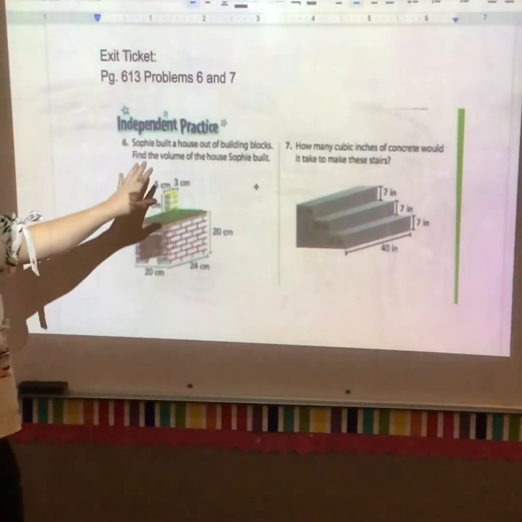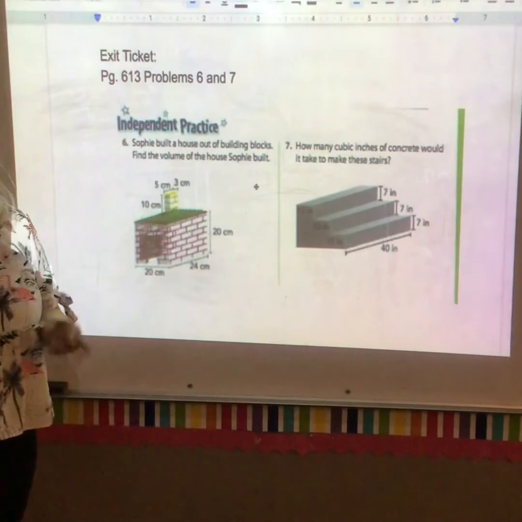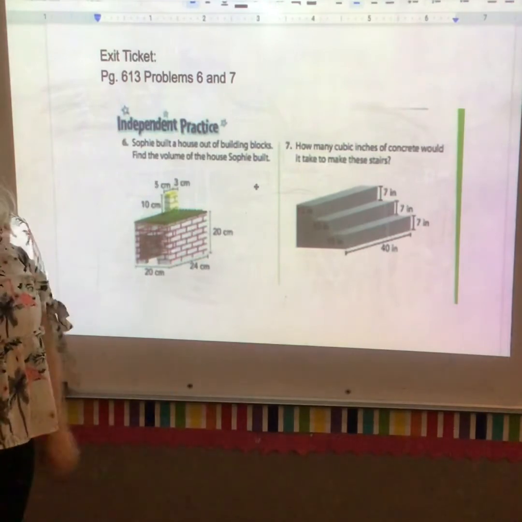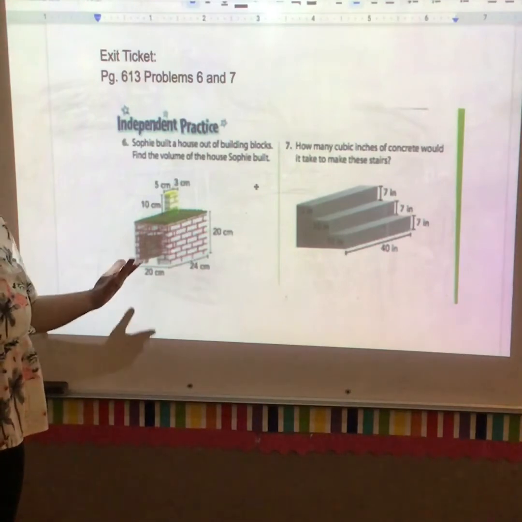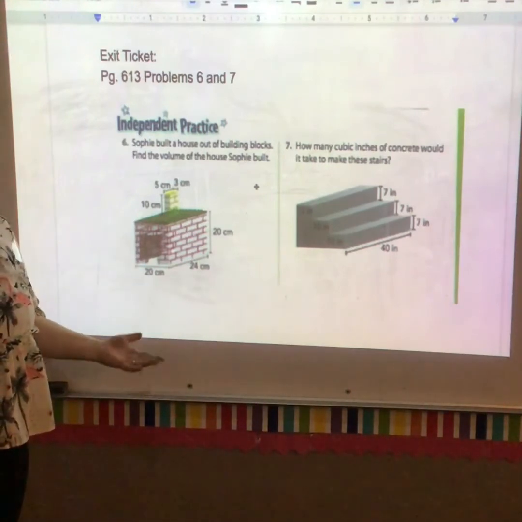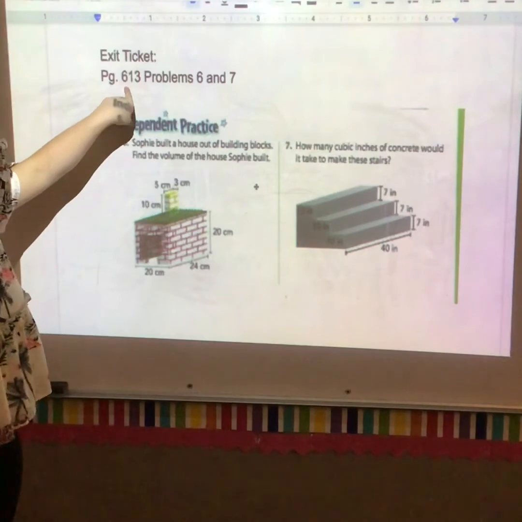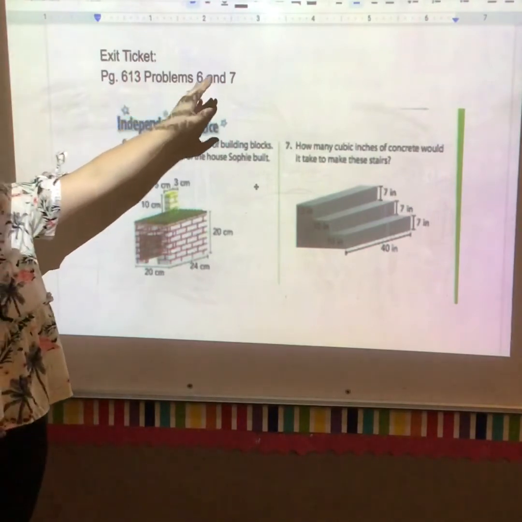This is the exit ticket in 10-5. Because there's only 2 problems, I want you to try to do them on your own. Remember that you're just trying your best. This is a new concept, so if you don't get it right, it's okay. Mistakes are proof that we are trying. But I want you to go to page 613, and I want you to do problems 6 and 7.